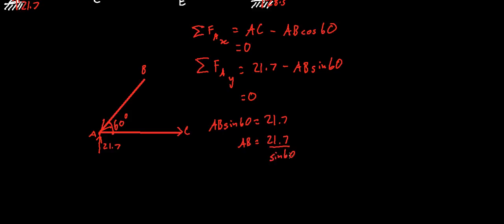Just using a calculator, 21.7 divided by sine 60. And I end up with, I'm just going to round here, 25.06 kilonewtons. So I just determined the tension force in the member AB as 25.06 kilonewtons.